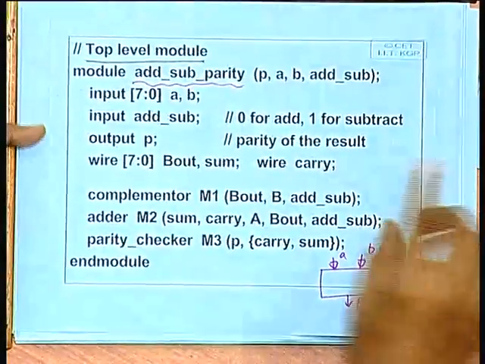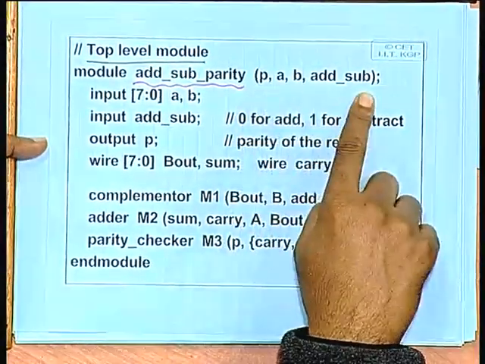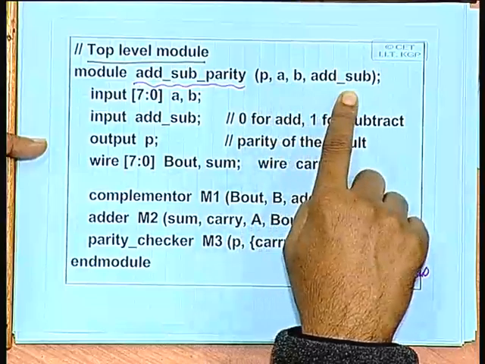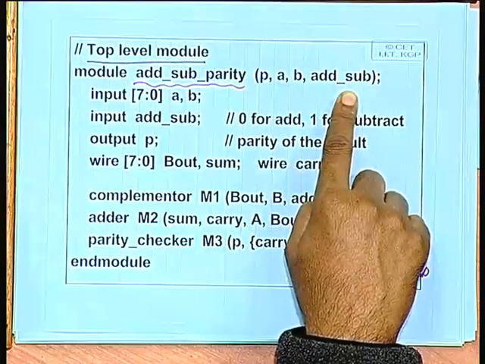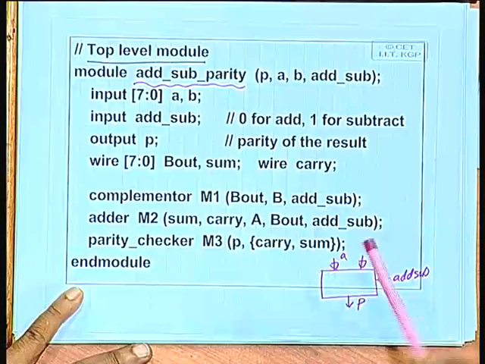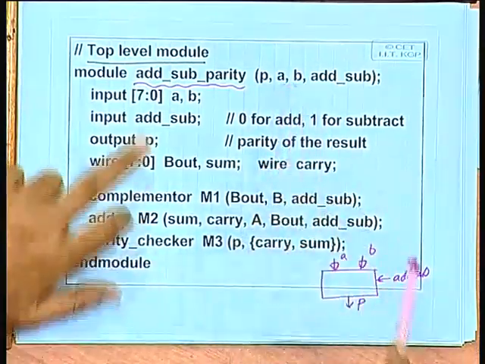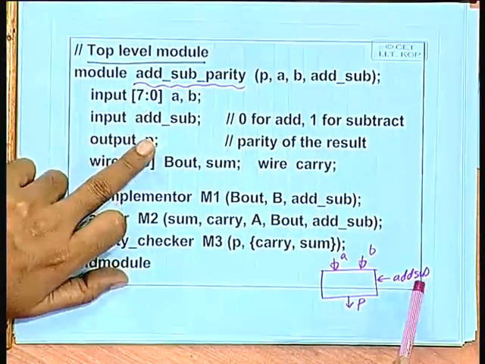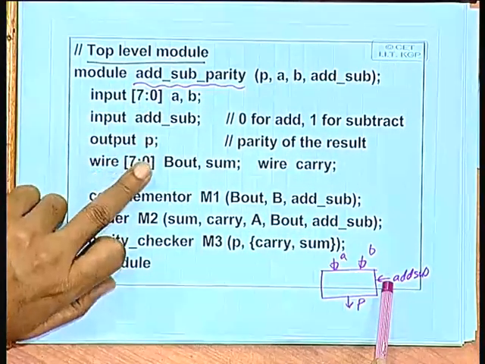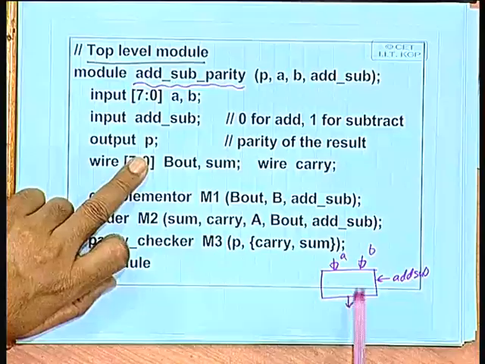So, in the top level module you have to specify all those here. These are the signals or the wires or the pins, whatever you call, that will be coming in or going out of the module, if you treat it as a black box. Now, if you go into slightly more detail, firstly you will have to specify the sizes of each of these. So, A and B will be 8-bit quantities, at sub is a single bit, similarly P is a single bit.